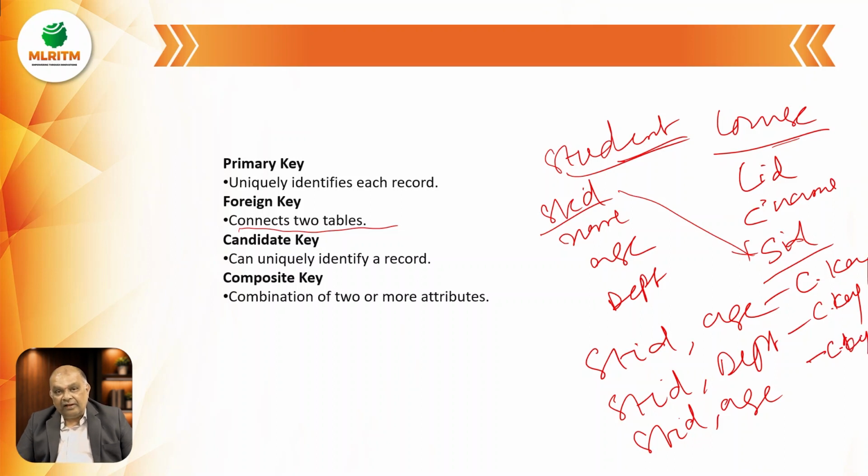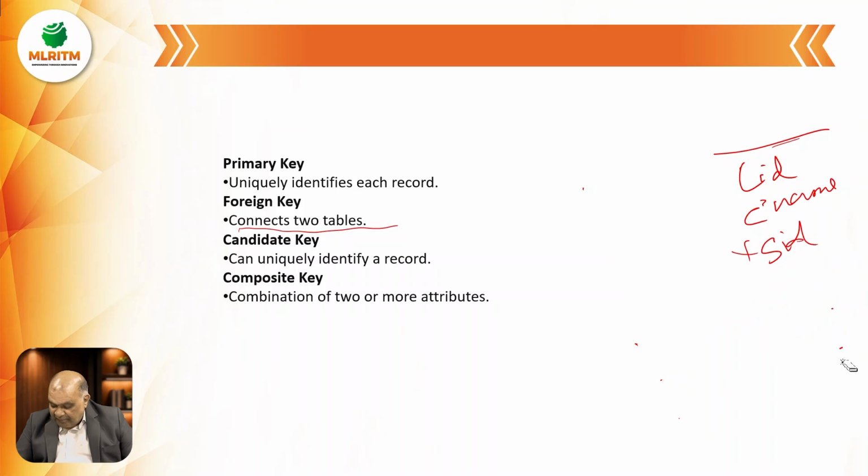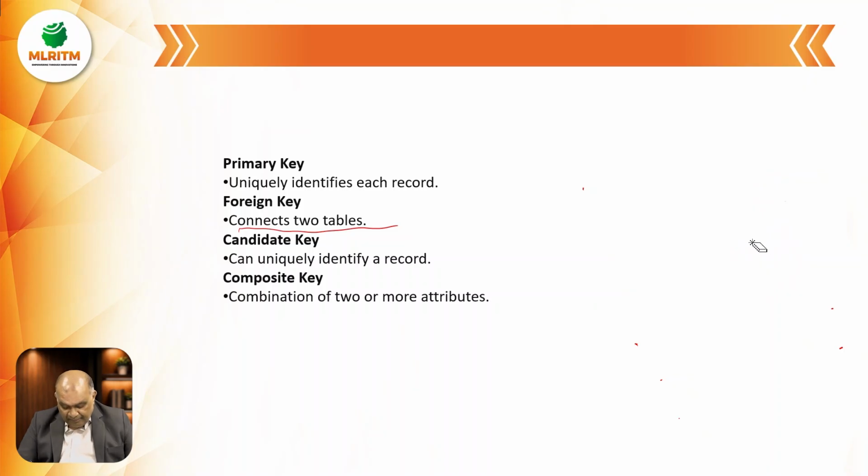This is called the candidate key. Next one is the composite key. Composite key means it's a combination of two different attributes present in the table. So in the candidate key, one of the keys should be a primary key, but in the composite key, that is the difference.